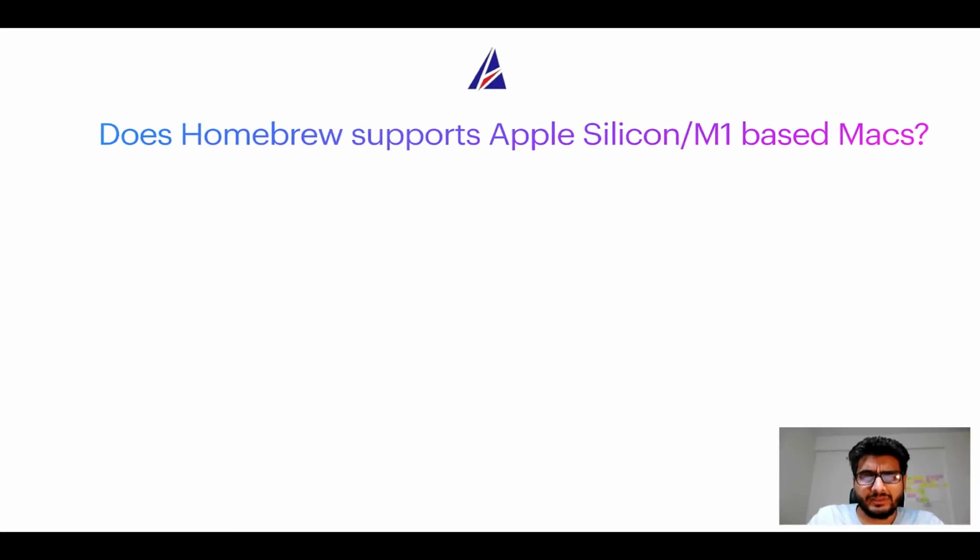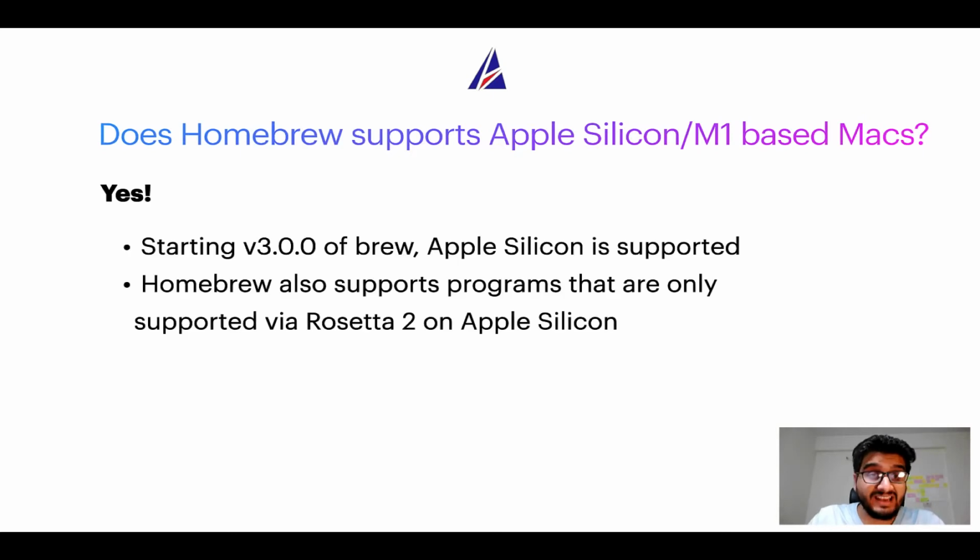Next question. Can you use Homebrew to install programs on Apple Silicon, more popularly known as M1 MacBooks? Again, yes. Starting with version 3.0 of Brew, Apple Silicon is supported on Homebrew. In fact, Homebrew also supports programs that are at the moment only supported via Rosetta 2 on Apple Silicon.